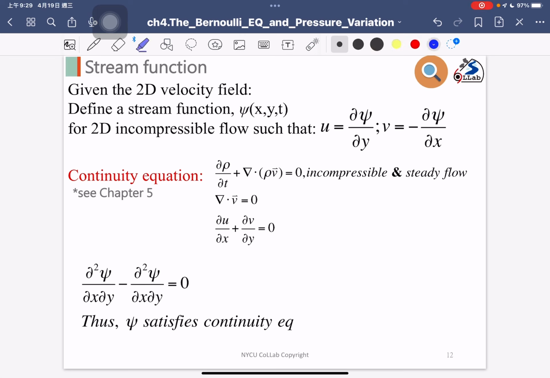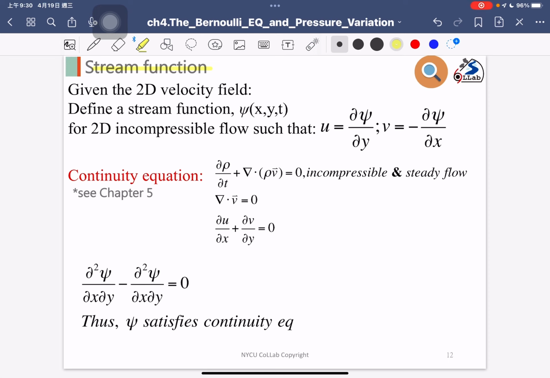We call that the stream function. The stream function can help us identify the function to plot the streamline. So we should determine the stream function first, and then we can draw the streamline based on the stream function.